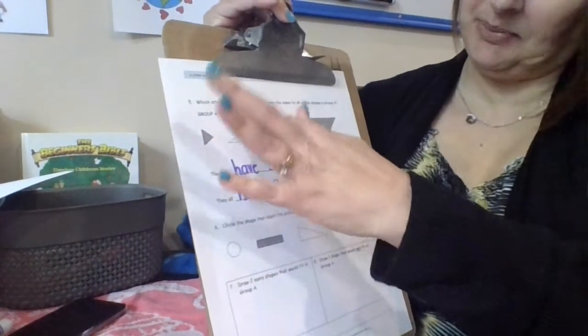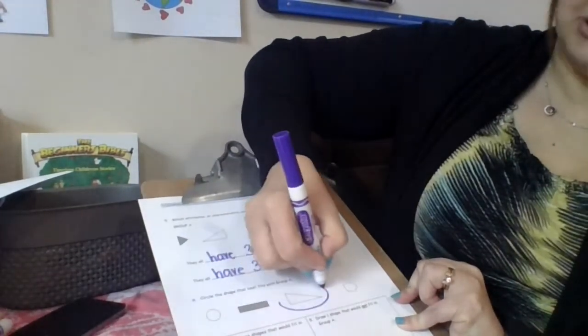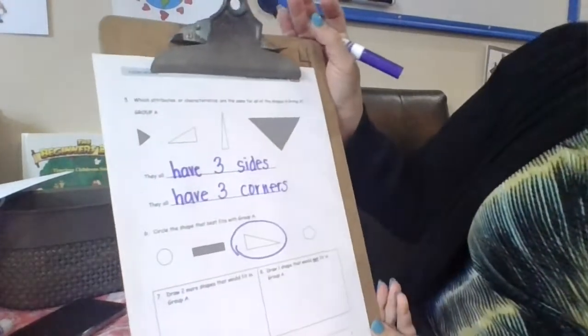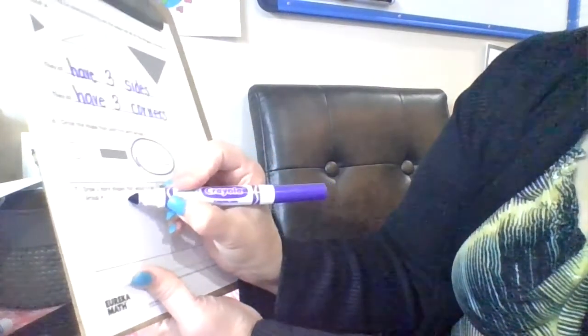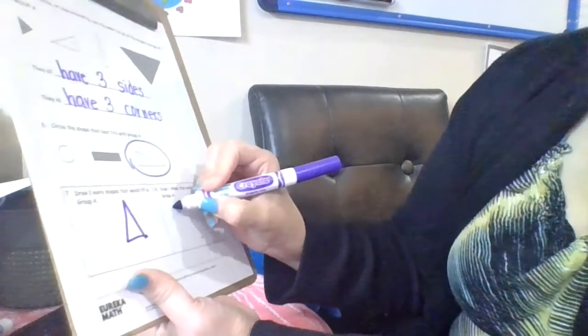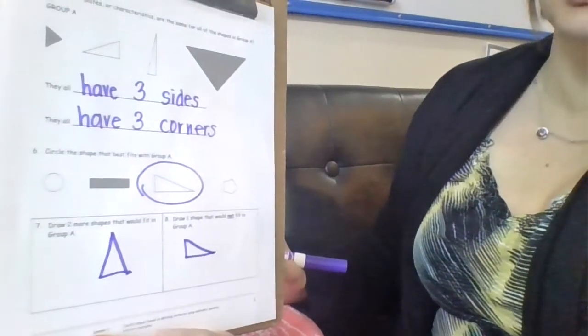So this is group A. Circle the shape that best fits with group A. I'm going to circle that one right there because it has three sides and three corners. Draw two more shapes that would fit in group A. So you would want to draw two more triangles.